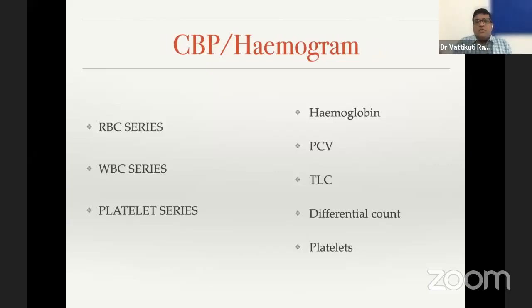Okay. Basically, the hemogram includes ESR, and you are going to look at the peripheral smear. The complete blood picture will give only your lineages, that is the red blood cell lineage, white blood cell lineage, and the platelet series. So the CBP includes your hemoglobin, your packed cell volume or hematocrit, your total leukocyte count, the differential count, and the platelets.